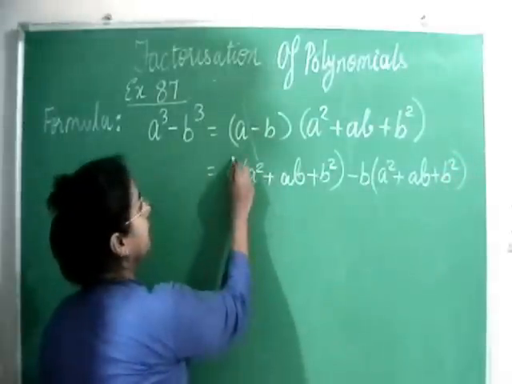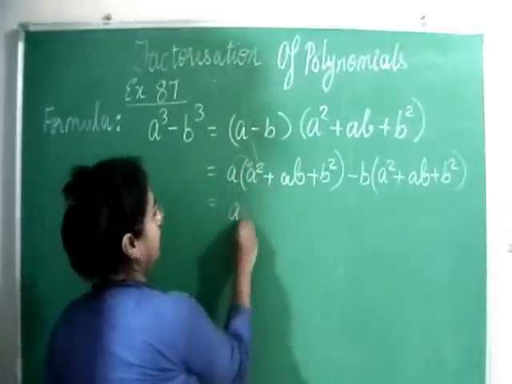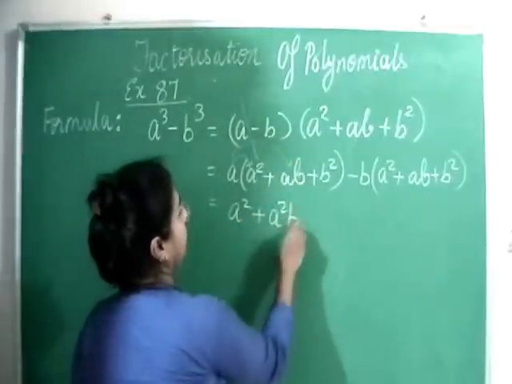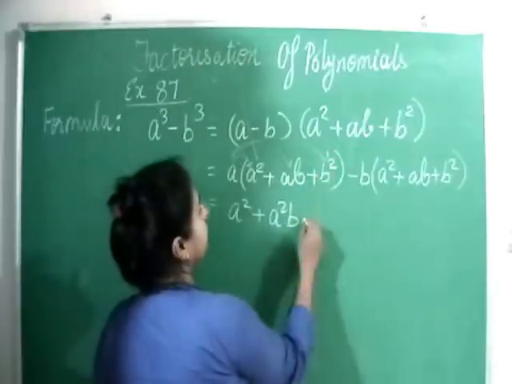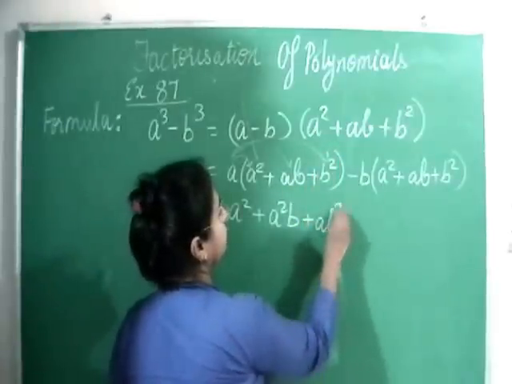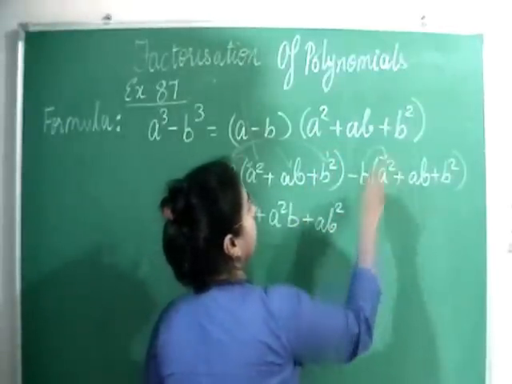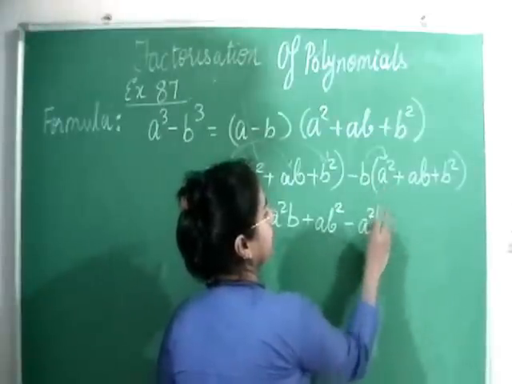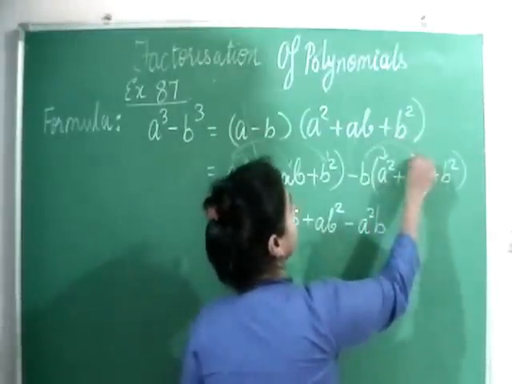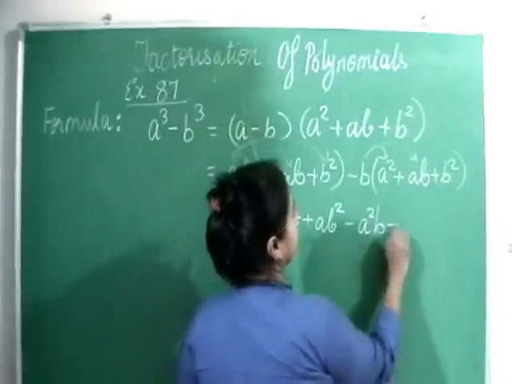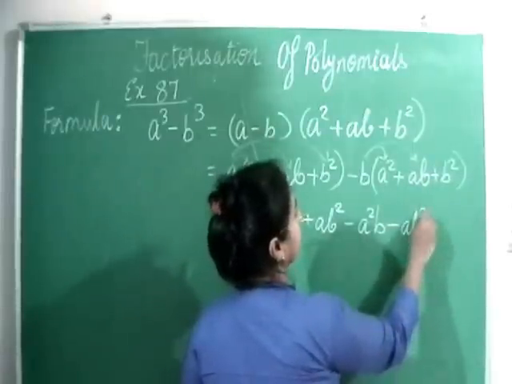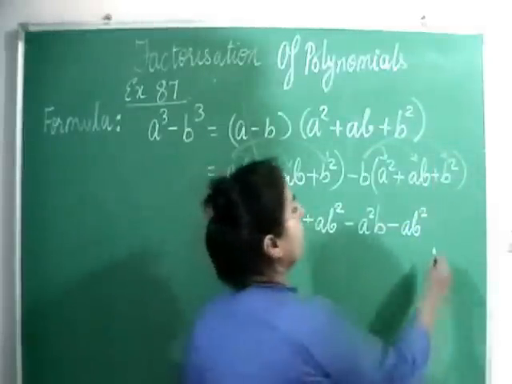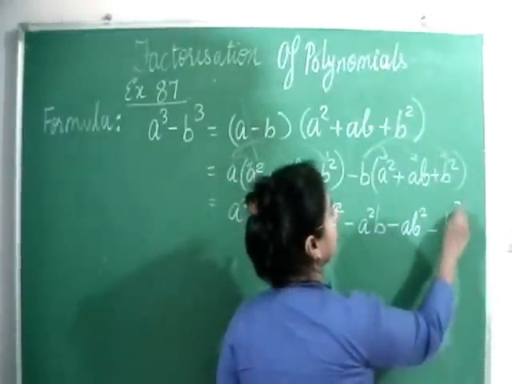Open the brackets again. a into a square, a into ab, a square b. a into b square, ab square. Now be careful here. Minus b into a square minus a square b. Minus b into ab gives me minus ab square. And minus b into b square gives me minus b cube.